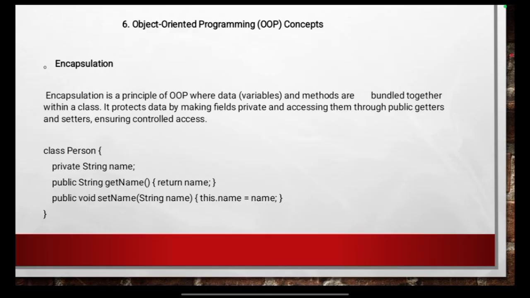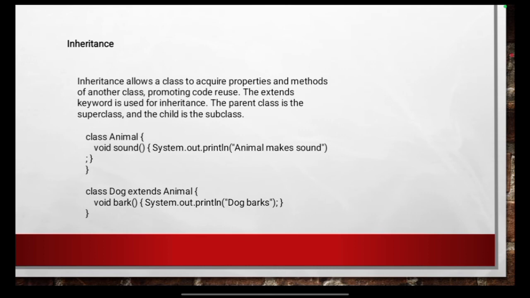So now that we have learned this, let us move on to the next slide. So here in this particular slide, we will be discussing inheritance. First of all, we need to go through the slide carefully. Inheritance allows a class to acquire properties and methods of another class, promoting code reuse. The extends keyword is used for inheritance. The parent class is the superclass and the child is the subclass.